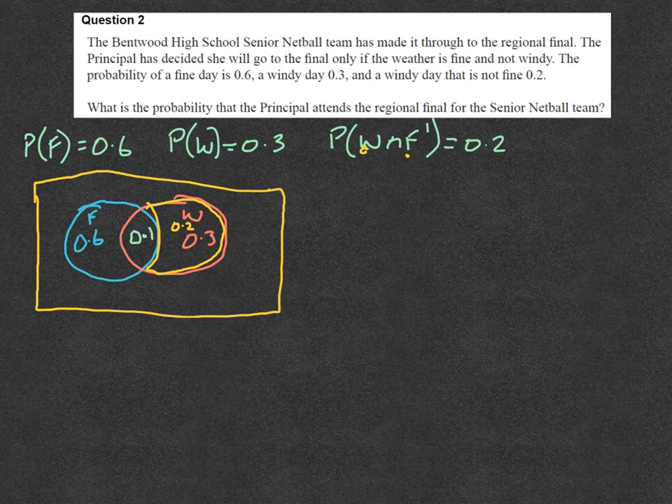Now, if that's 0.1 where the intersection is, therefore the probability of where it's fine and not windy must be 0.5. So basically, the probability that the weather is fine and not windy equals 0.5. And that's how you work it out.